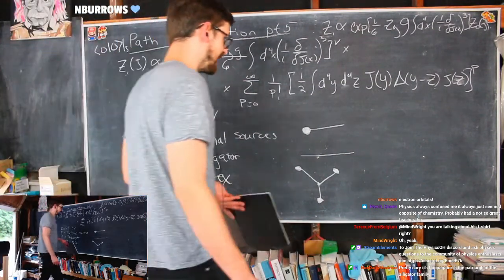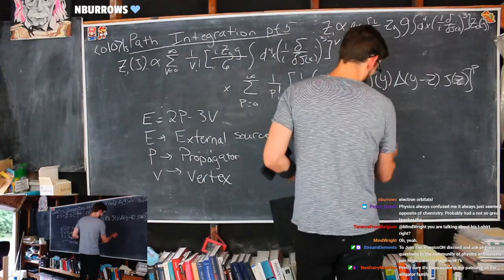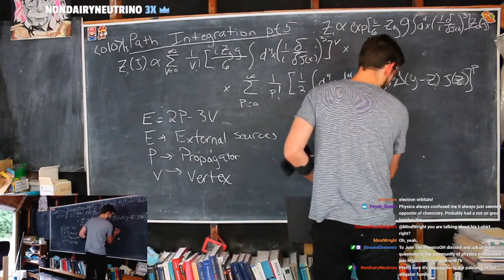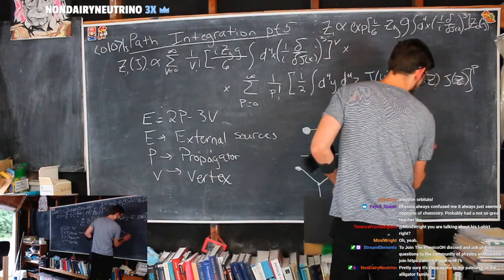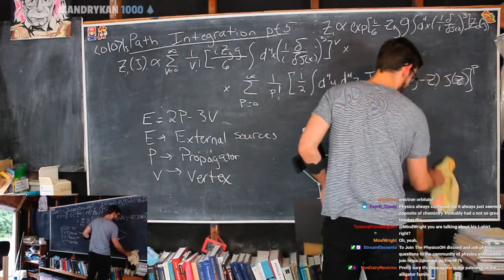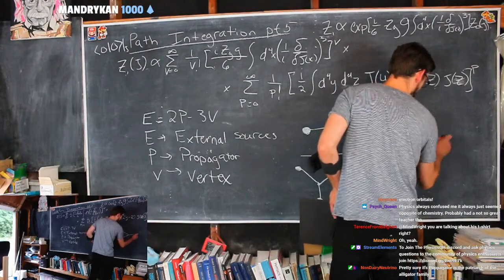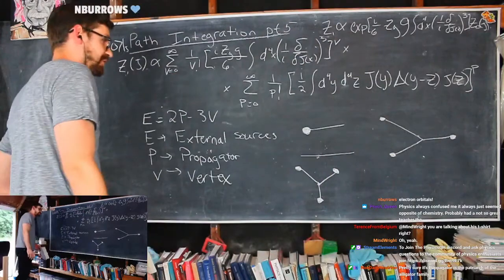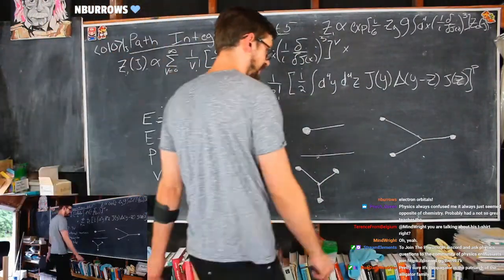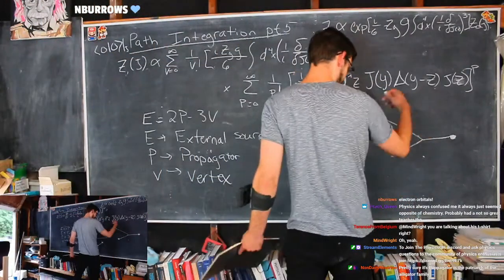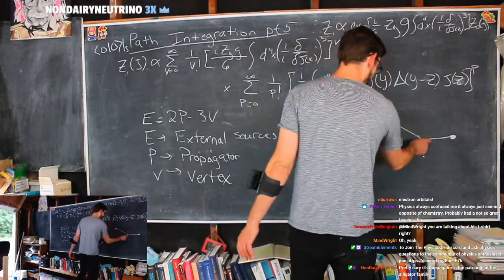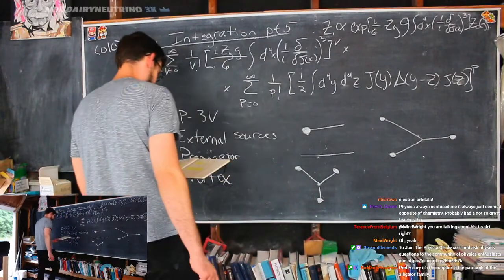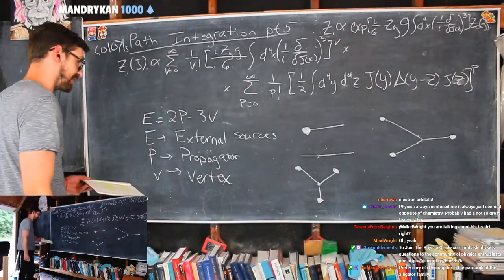Now, what does that mean? Well, let's just do one. What's one that we basically think of? How about if 2 fields come in, they meet at a vertex, and then 1 comes out. This is what we call a tree level diagram. There's no loops in it. It's just external sources with one vertex. And you can actually write down everything that's associated with this. How? Well, we know the propagator.